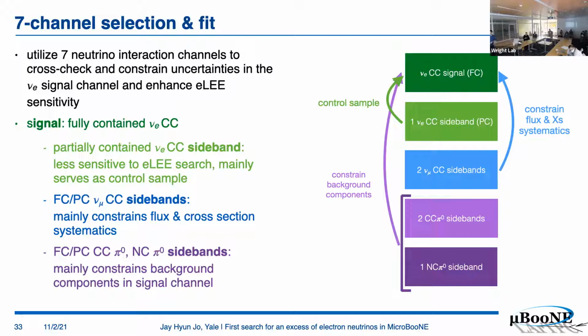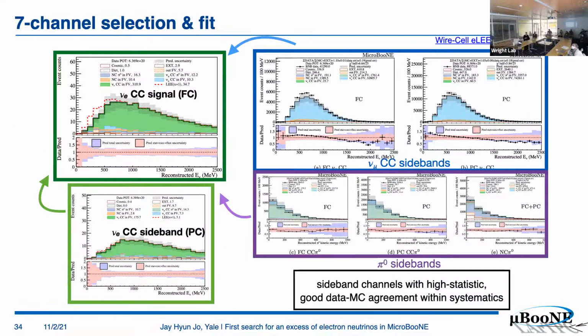For the νμ case, we have very high statistics, like you saw, and this is mainly used to constrain the flux and cross-section uncertainty of our signals. And finally, the π0 backgrounds, we have 3 of them, and they are used to constrain the background components in our signal samples. So this is how it looks. This is our signal, fully contained νe CC. This is partially contained νe CC, and the νμ samples and π0 samples. All these sideband samples are used to constrain the νe CC.